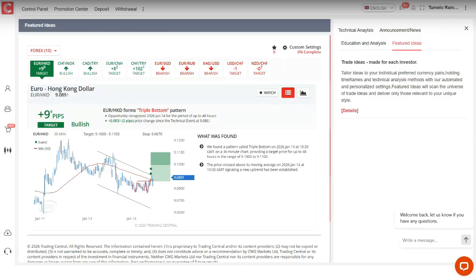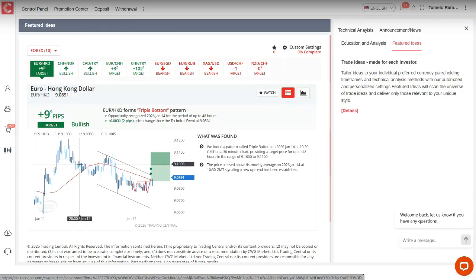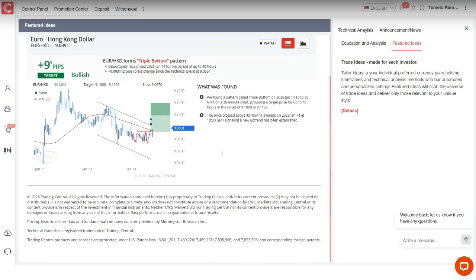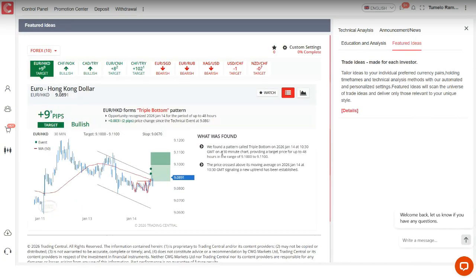Okay, so how this works is, as you can see, you've got your list of currency pairs, either giving you bullish signals, which is opportunities to buy, or bearish signals, which are opportunities to sell, as well as a chart analysis of that specific signal and what was found by the platform itself, which is the Trading Central signal application.